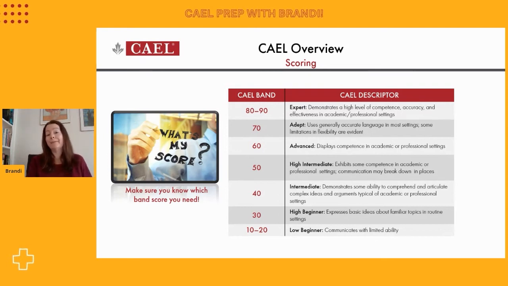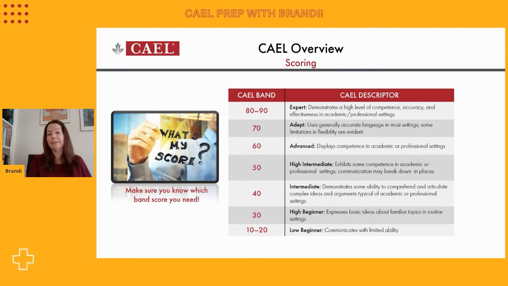All right, and that number might vary. So one school might expect, say, a band 70, while a different college might ask for a band 80. And likewise, one employer might say band 70 is sufficient. Others might say, well, band 60 is okay. So it's really a case-by-case situation. So you'll want to do your own research to make sure that you're very well prepared for your own personal goal. One more word about the scoring I'll mention is you'll notice that there are no half bands in CAEL.